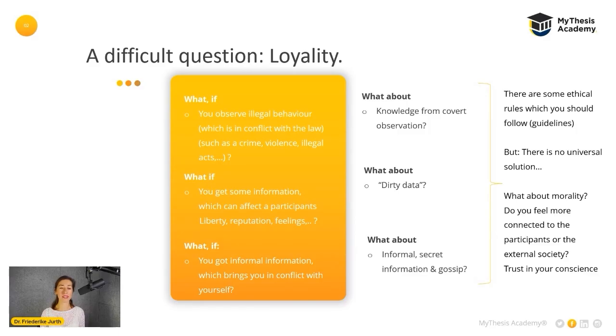This is basically about knowledge from covered observation, for example, which you collected in a kind of illegal act, and so you are not really free to publish this knowledge. What about dirty data? We will come to this point of what dirty data means. And what about informal and secret information or even gossip? So how do you deal with this kind of information?